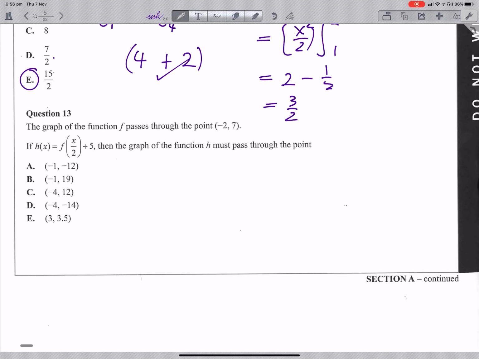The graph of the function f passes through the point (-2, 7). If h(x) is that graph, then the graph of the function h must pass through the point... Okay, so dilate by factor 2 from the y-axis. That affects my x value, so -4. Translate it up 5, that becomes 12. (-4, 12).